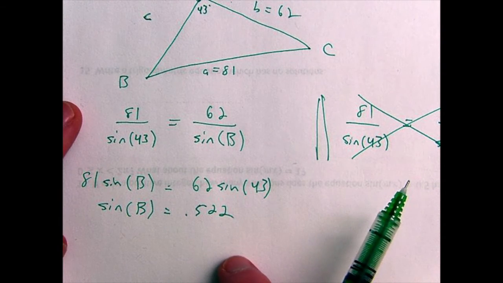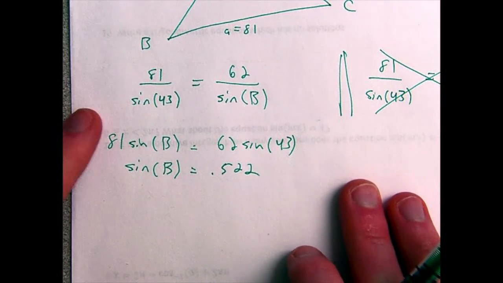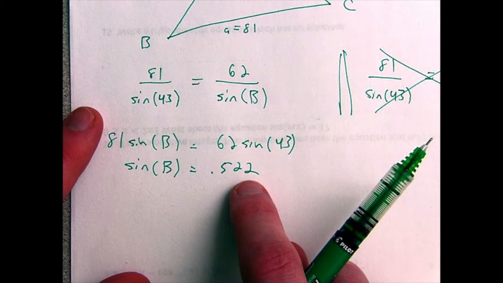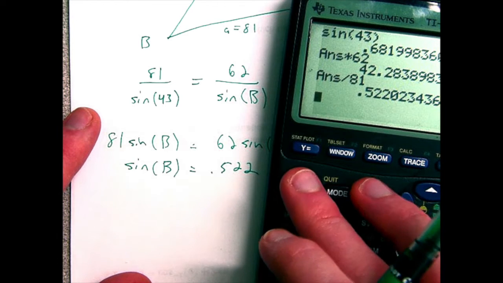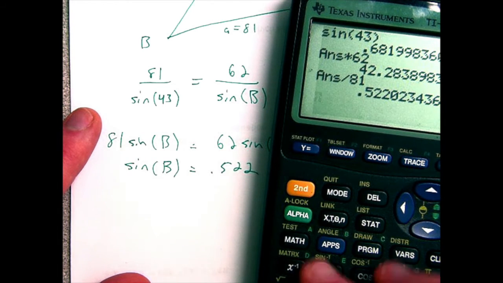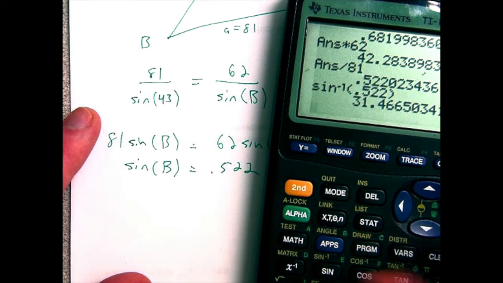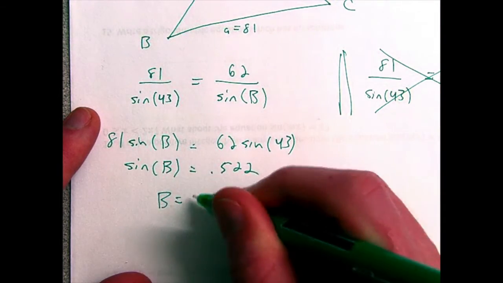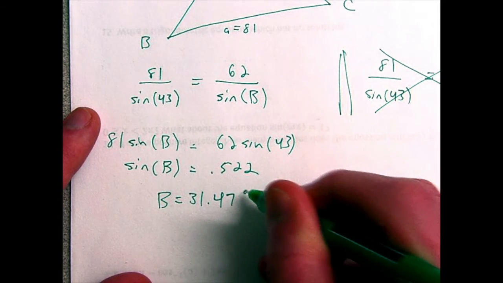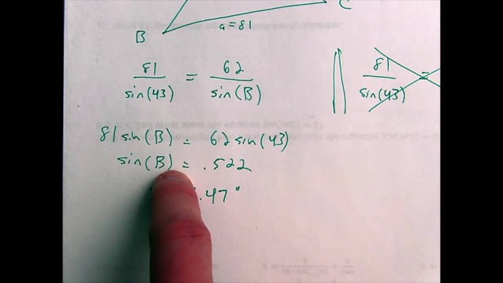Cool. Great. Well, guess what, guys? That's a trig equation, right? I mean, we just did a whole unit on how to solve these kinds of things, right? And what should you notice? You should notice, oh, 0.522, that's not a unit circle angle, right? And so you have to use your calculator. So you take the inverse sine of 0.522, and we get 31.47 degrees. Cool, so B is 31.47 degrees.